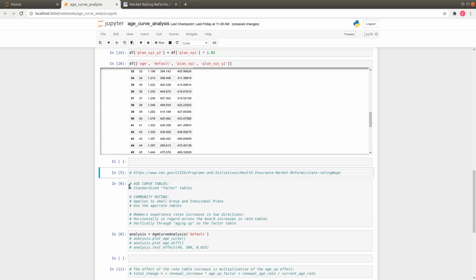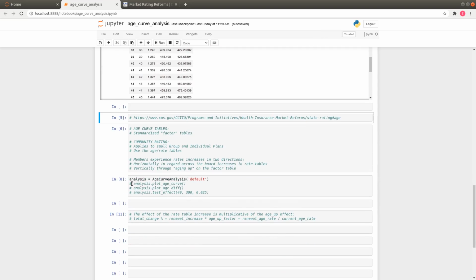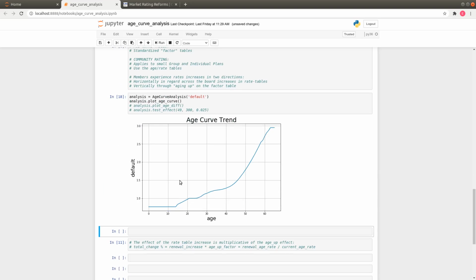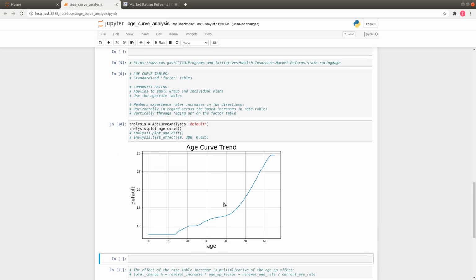And we talked about the curve, so let's take a look at the curve. The experience of aging up is demonstrated here, but I'm going to show you another graph in a minute that really exposes the experience of a renewal. But in this case, if you pick an age, let's say age 30.